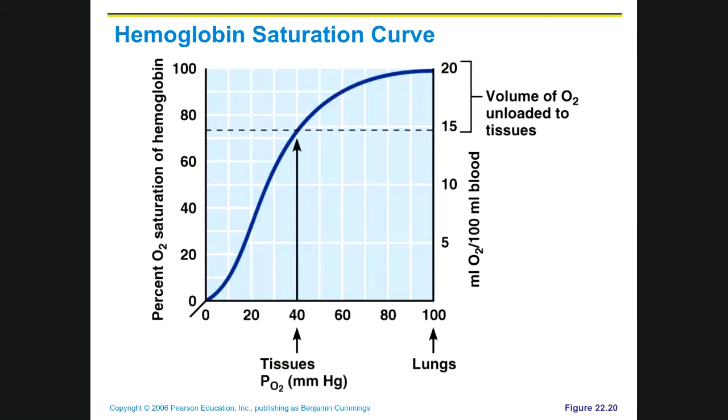So that's the volume that's unloaded in tissues at rest because that's the partial pressure of oxygen in the tissues at rest. But if we drop this number down, we will release more oxygen. Does it make sense to everyone?